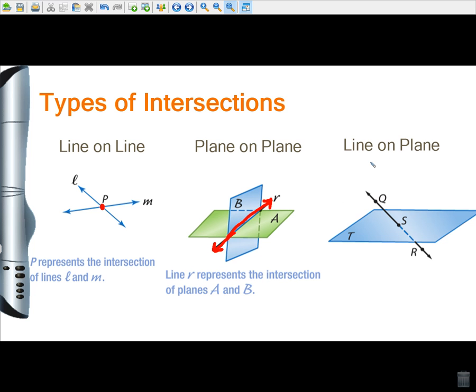Last one here, line on plane. We saw this in the last example. This dotted line here shows us that this is coming up through the plane. It's coming from the bottom side of the plane up through the middle, and then it's reaching the top. It's going past the plane on the top. When we have this, this intersects at a point. This line on plane will intersect at a point.